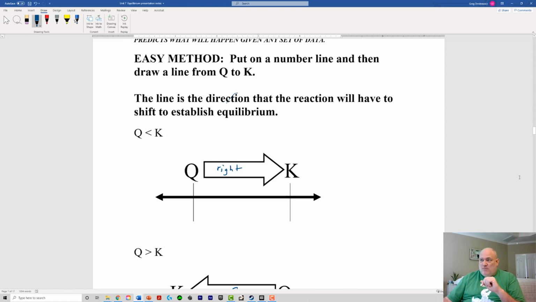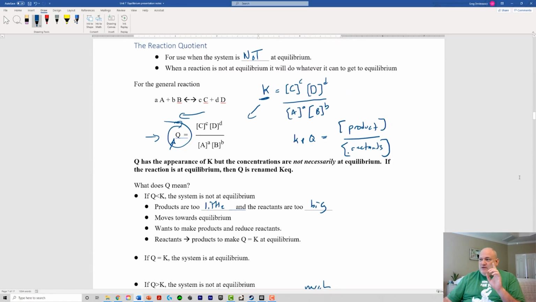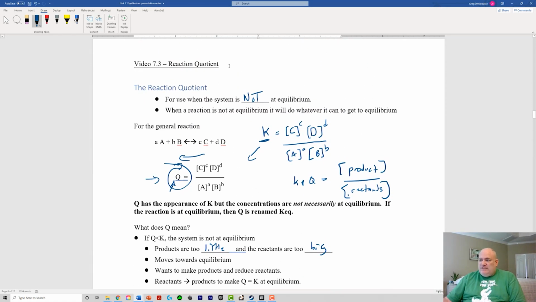And then let me say it one more time, even though I've been a little redundant. The only difference between Q and K is that Q uses some numbers they're giving us that are not necessarily at equilibrium. So we solve for the numbers they give us and we compare it to the K, which they must give us in the problem, to determine whether or not our reaction is going to shift one direction or another.